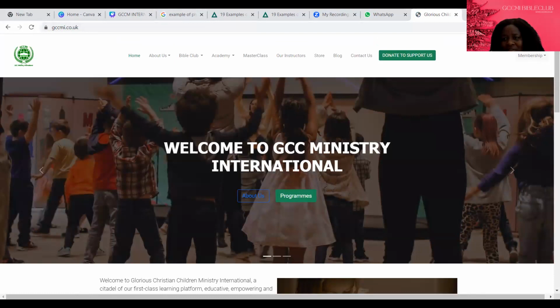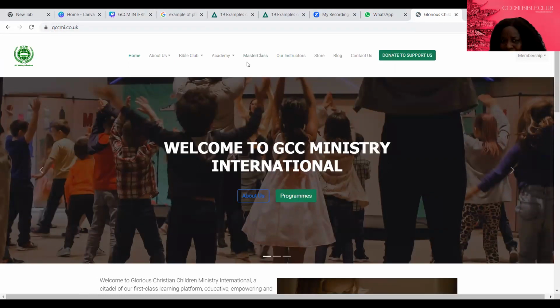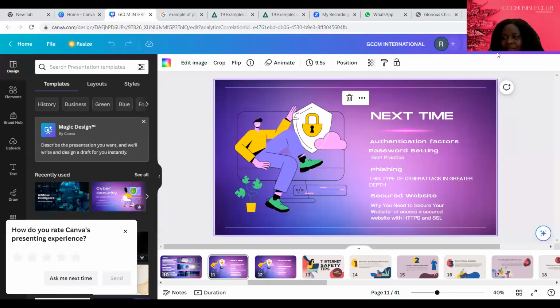Another thing is, for example, if I want to share this, can you see it has HTTPS? If the S is missing, it's not secured. So any information you put in, anything you buy, sometimes when you go online, you put your name, you sign in, all that information is going to be attacked because it is not secured. But we're going to look at that in detail next time.